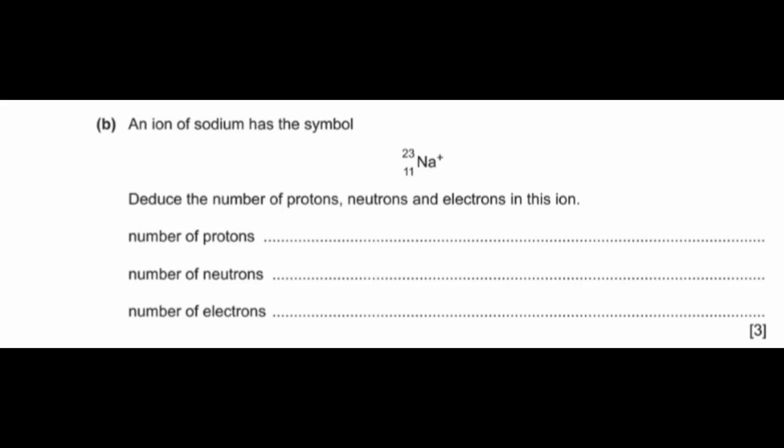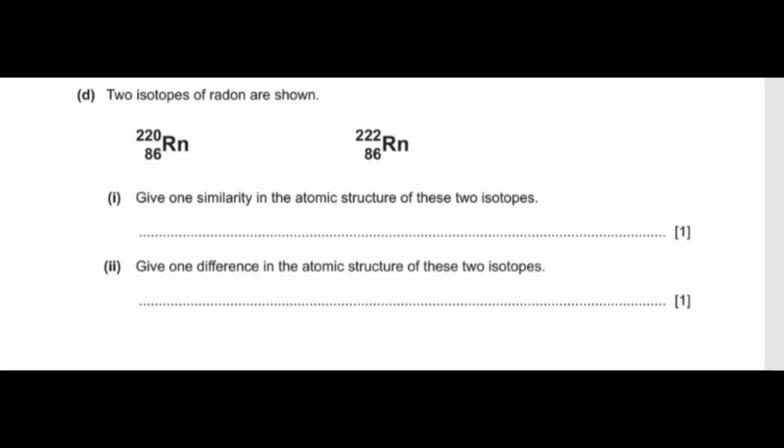Our next question is related to isotopes. Two isotopes of radon are shown here. Give one similarity in the atomic structure of the 2 isotopes. Before we write the correct answer, you should know the definition of isotopes: isotopes are atoms of the same element which have the same number of protons but a different number of neutrons, or the same atomic number but different mass number. So they both have the same atomic number. So for the similarity in the atomic structure, you will write that both isotopes of radon have the same number of protons. And for the difference, you will write that they have a different number of neutrons.